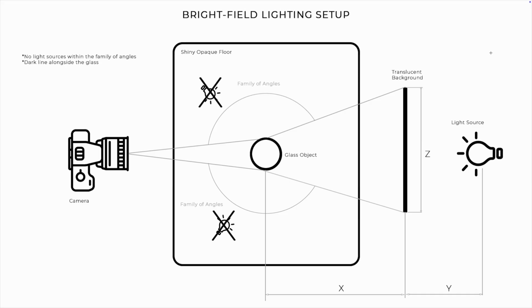One of the most important rules for this setup is not to place any light sources within the family of angles. We'll use a shiny opaque floor and a translucent background for this setup. Let's set up the scene in Blender.